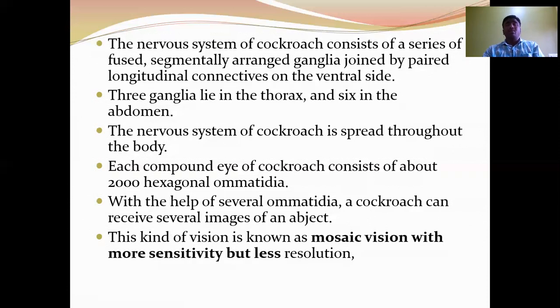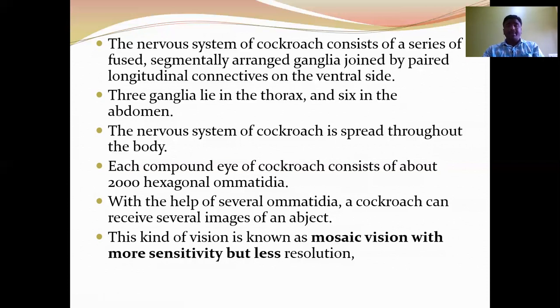There are 10 ganglia present in total. Out of 10, 3 ganglia are located in the thorax region and 6 in the abdominal region. The nervous system of the cockroach is spread throughout the body. Next, the sensory organs include compound eyes, simple eyes, antennae, and anal cerci.